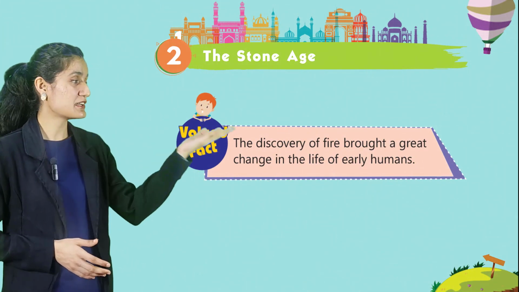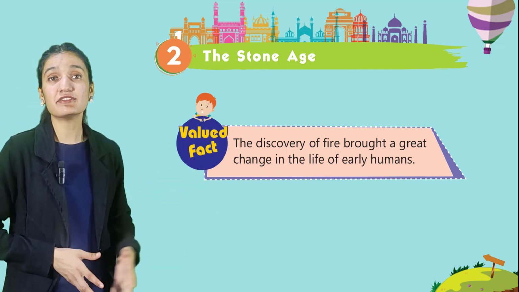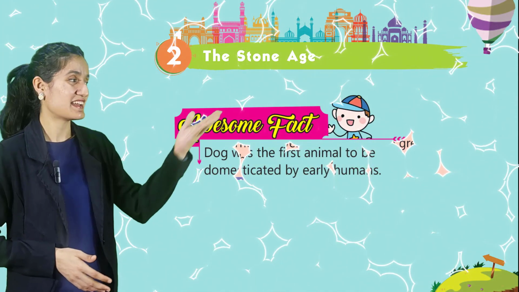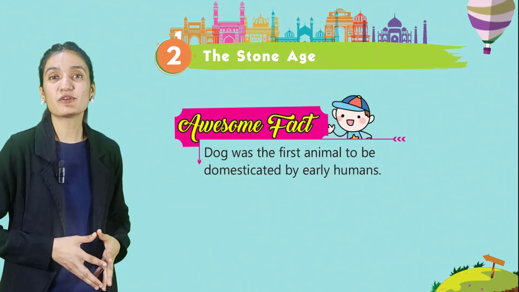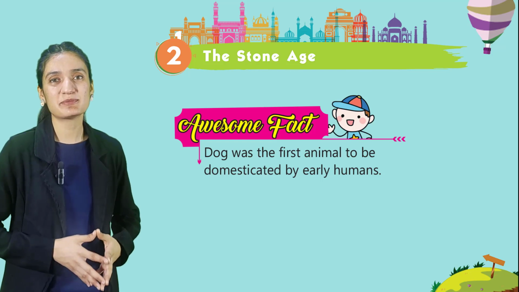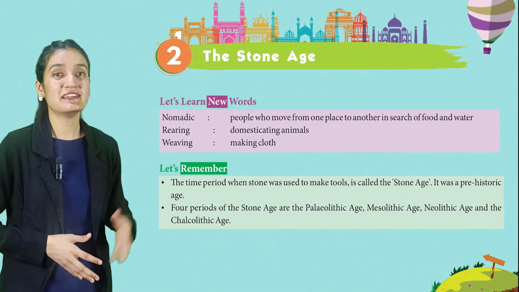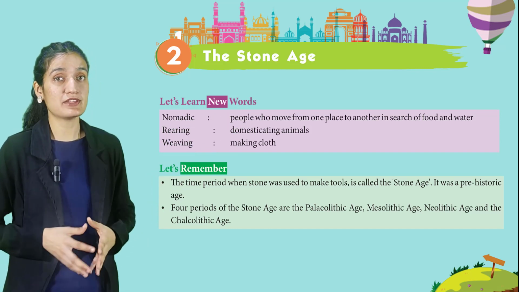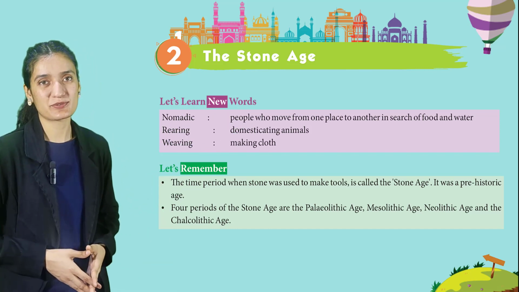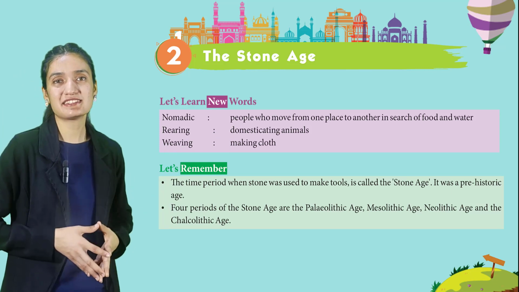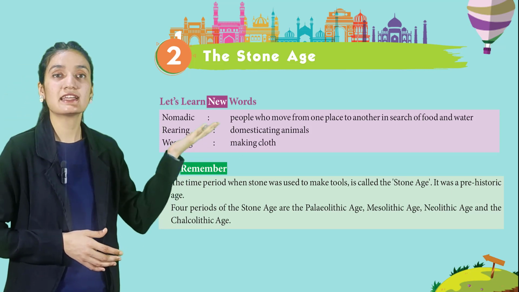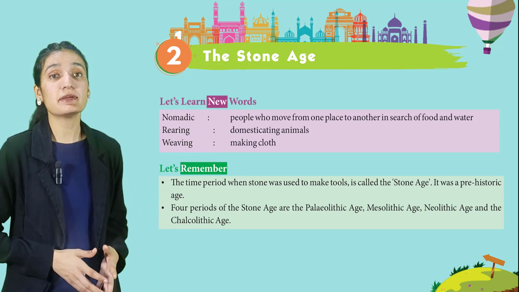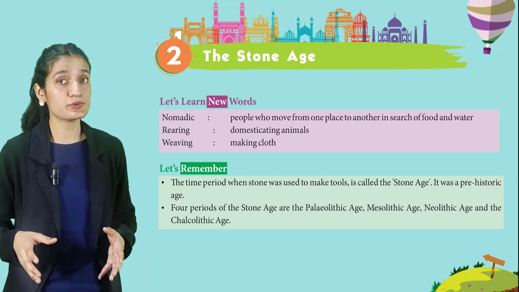Now, take a look at valued fact. The discovery of fire brought a great change in the life of early humans. And here is awesome fact. Dog was the first animal to be domesticated by early humans. Now, let's learn new words. Those are nomadic, people who move from one place to another in search of food and water. Next is rearing, domesticating animals. Weaving, making clothes.